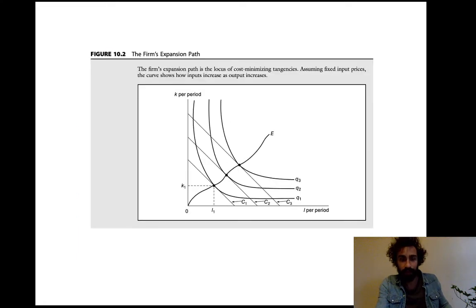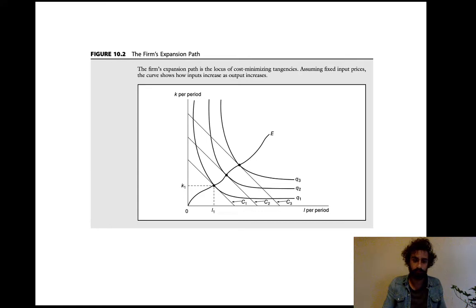Now, we could look at the optimal choice as we move to different levels of production, and this is called the firm's expansion path. So imagine that for now, the firm needed to be on the isoquant Q1. So Q1 is a level of production. Maybe that's producing 10 units of output, 10 iPhones. And the cheapest way to do that is by hiring K1 units of capital and L1 units of labor, and ending up at that point K1, L1, which is the furthest point closest to the origin.